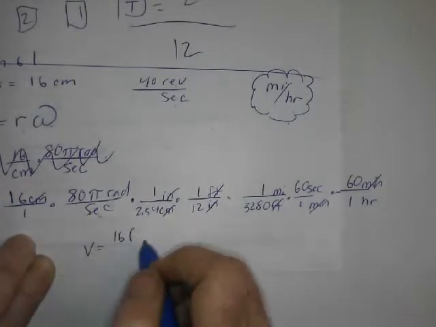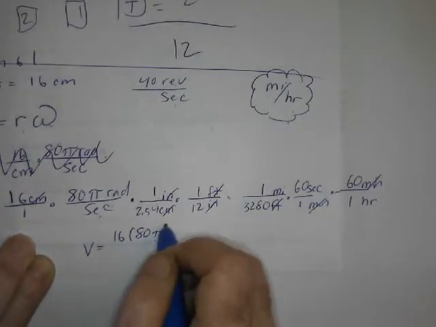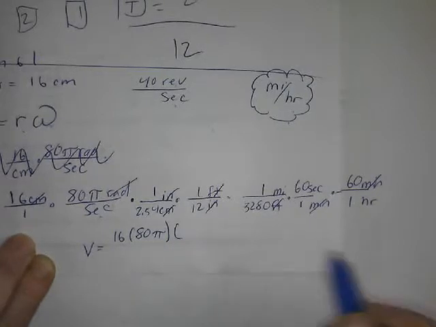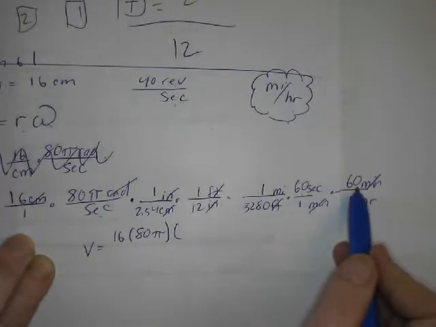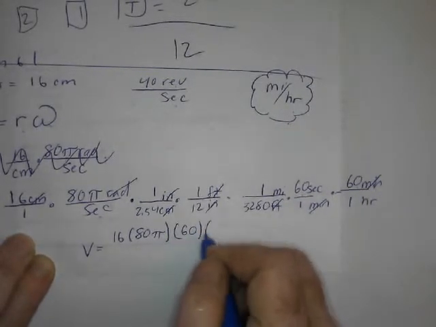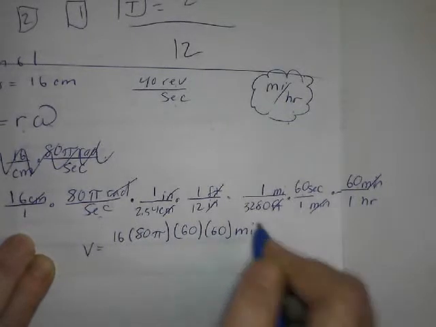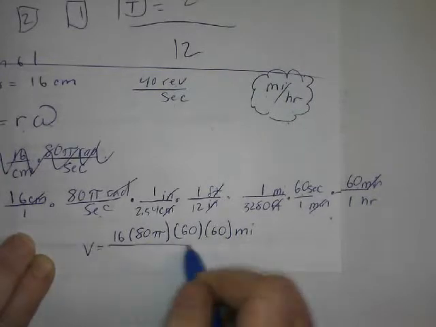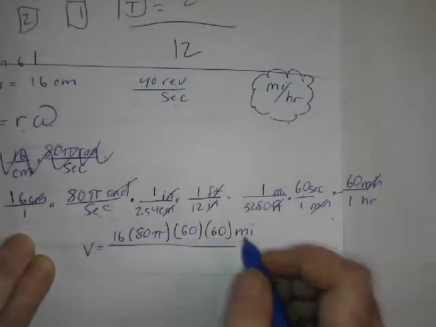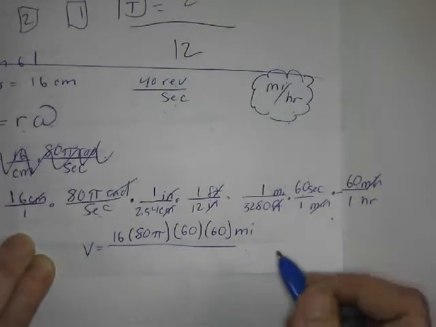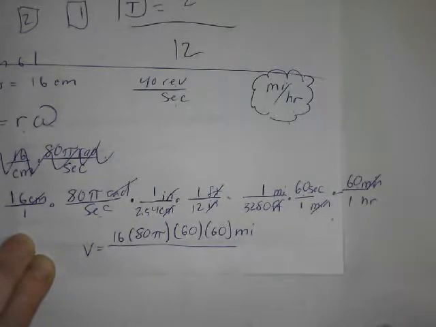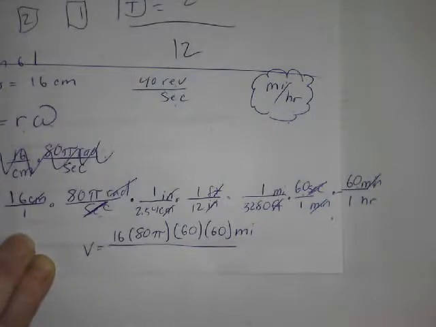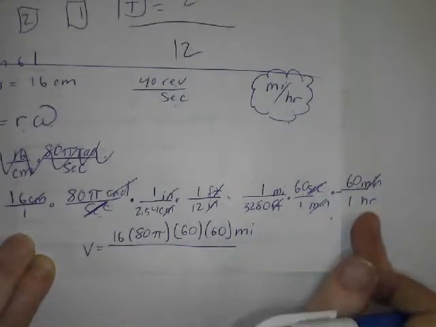So all that gives me a grand total of 16 times 80 pi. We don't want radians, so we're just going to leave them off. Bye-bye, radians. And we got another 60 and a 60, and we got a mile. And I think that's about it for that. And then down here we got seconds. We wanted hours. Oh, wait, seconds went away, didn't they? There they go. Sorry, seconds went away. We got hours. That's what we want.